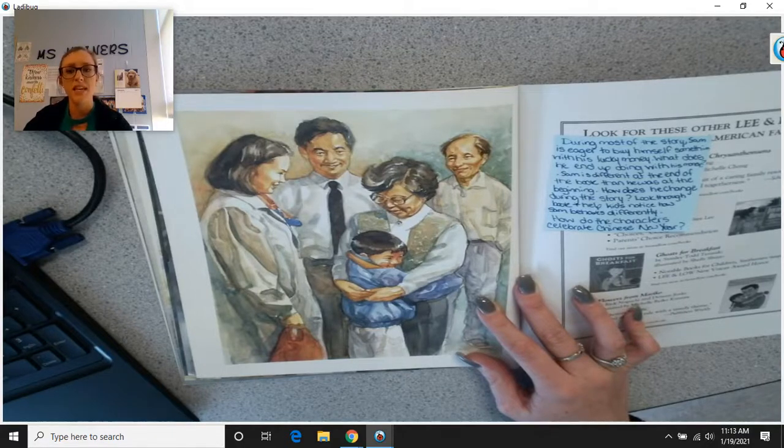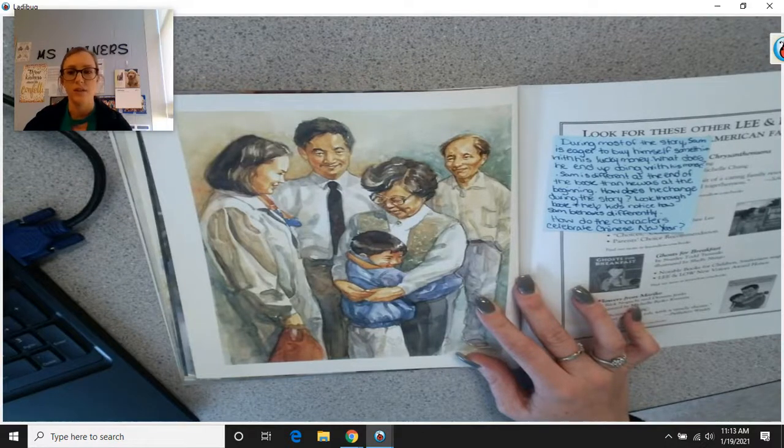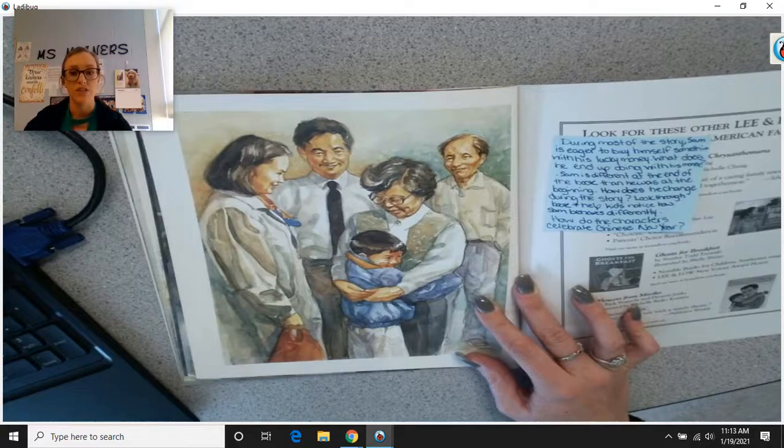I also want you to think about how Sam is different at the end of the book than he was at the beginning. How does he change during the story? You should go back and listen through different parts of the story and see if you can figure out where he changes.